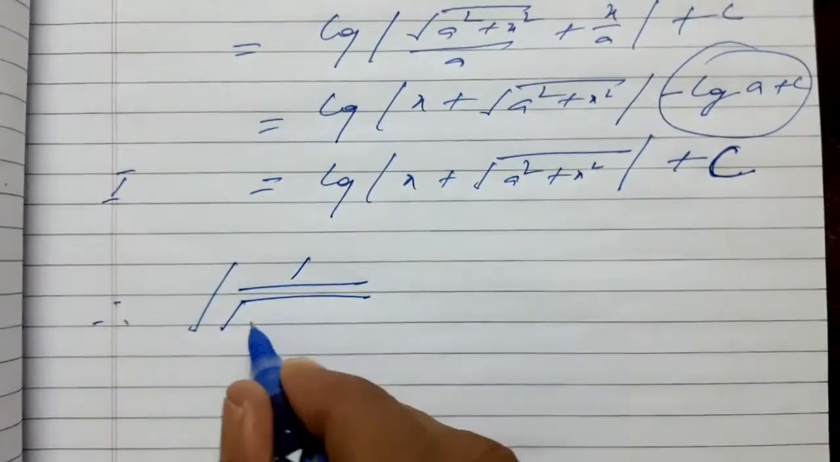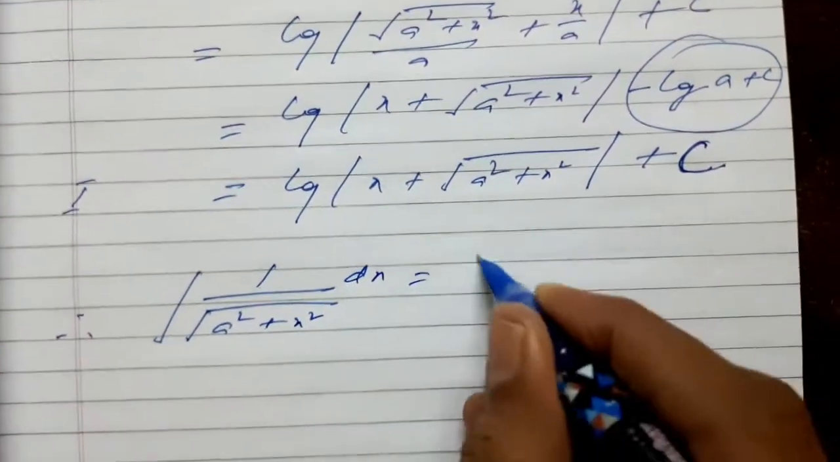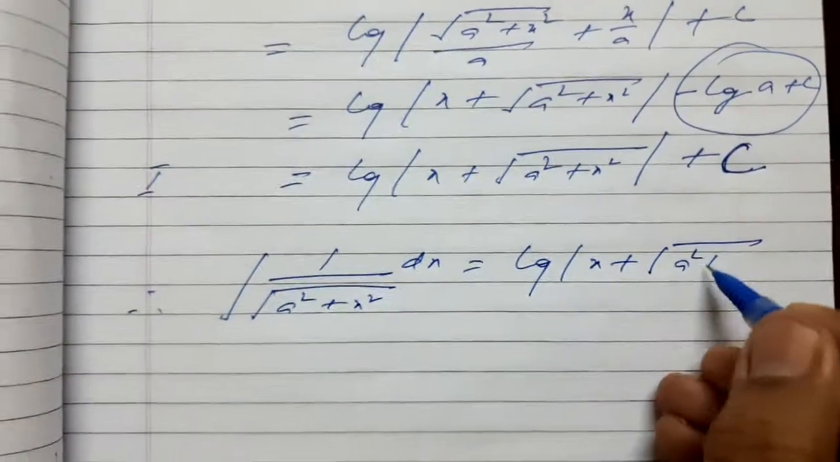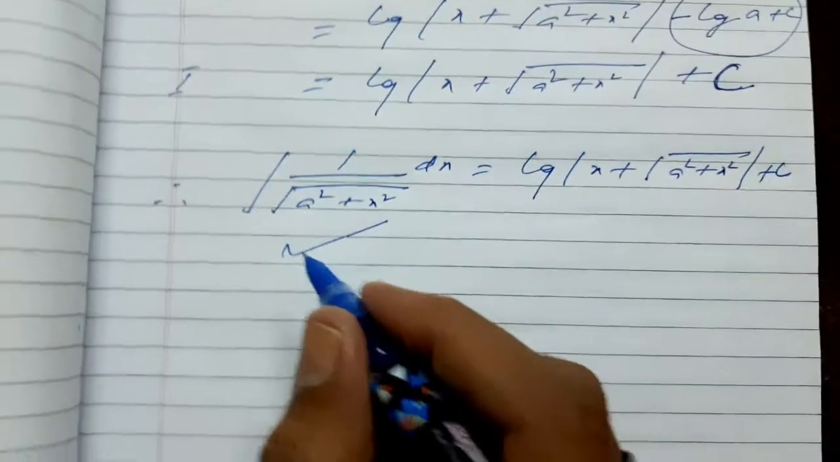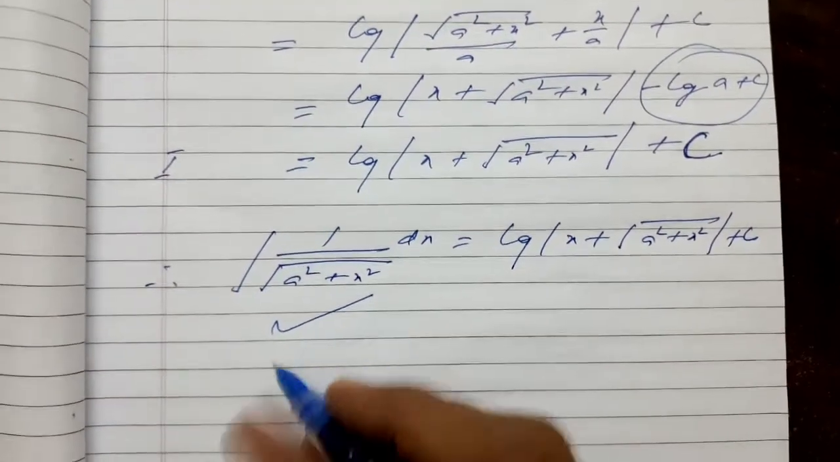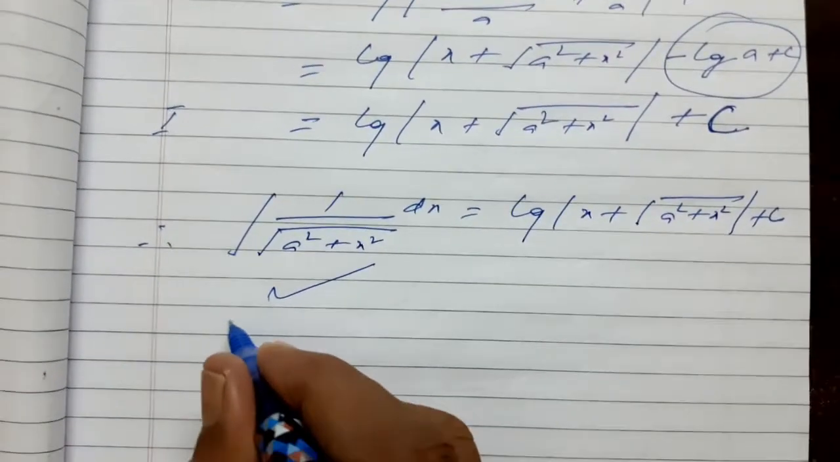This is 1 upon root under a square plus x square will always equal log of x plus root under a square plus x square plus c. So this is the way we can go. Similarly, in the same fashion, we can prove the result number 3 that you can prove. Now, on the basis of these results, there is a type of integral. So we will solve that.